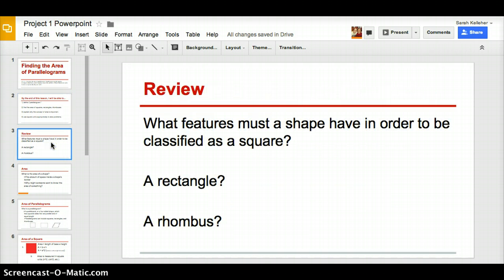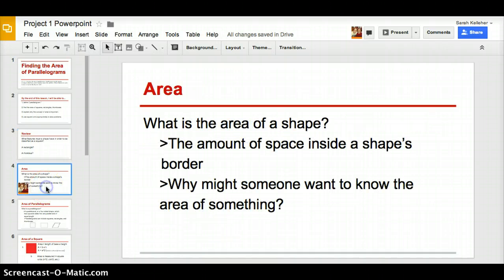Now for a little bit of review. What features must a shape have in order to be classified as a square? This is relating back to our kindergarten lesson, and we will give students the chance to answer this. What about a rectangle or a rhombus?